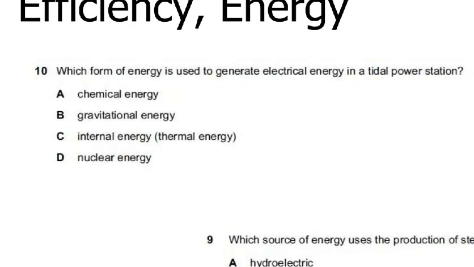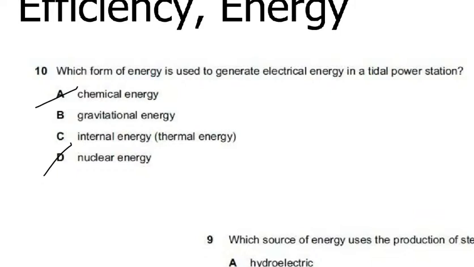Which form of energy is used to generate electrical energy in a tidal power station? Okay, this is one that we went over briefly in the energy resources video. So it's using wave energy to splash up over a barrier and then sort of fall down through a turbine. So you can kind of use process of elimination here if you don't remember all of that. Is it nuclear? Obviously not nuclear, right? Only a nuclear power plant uses nuclear energy. Chemical energy, nope, that would be coal or oil.